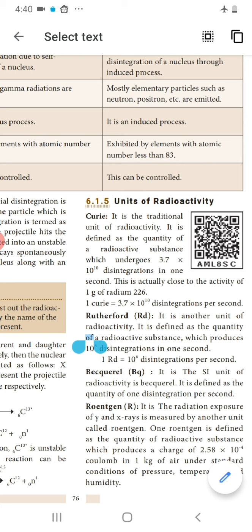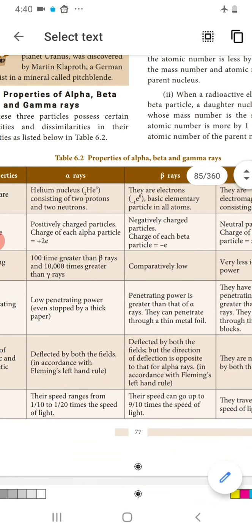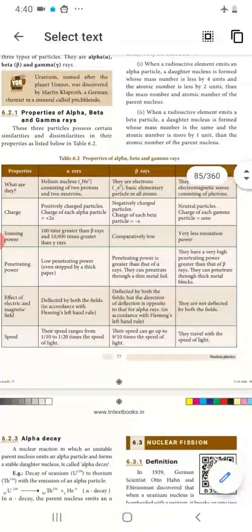Repeatedly asked detailed question: properties of alpha ray, beta ray and gamma ray. This tabular column is a very important question which is often asked. I'll explain alpha ray, beta ray and gamma ray, and then next class we'll study the remaining. So what are they?